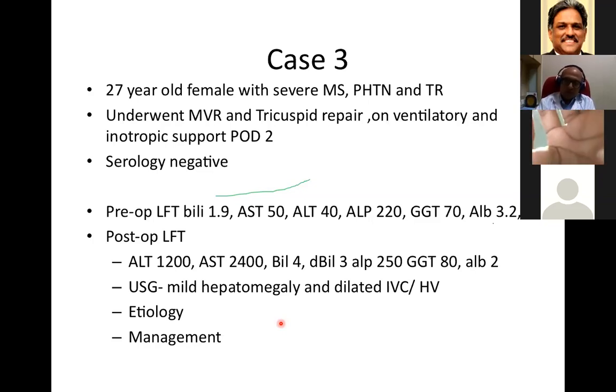Drugs again, certain drugs like amiodarone can cause an acute liver injury. Some antibiotics can cause that. ATT can cause that. So a lot of drug-induced liver injury can also present with a similar picture.